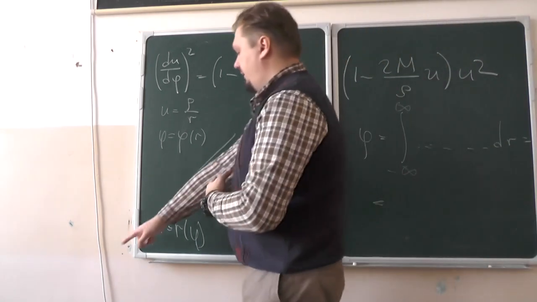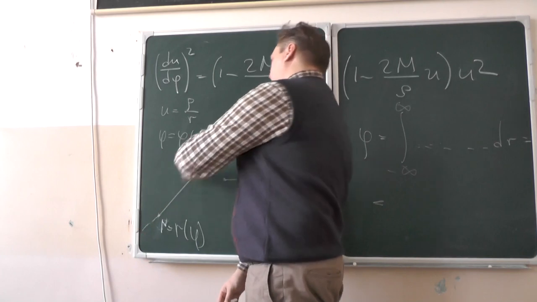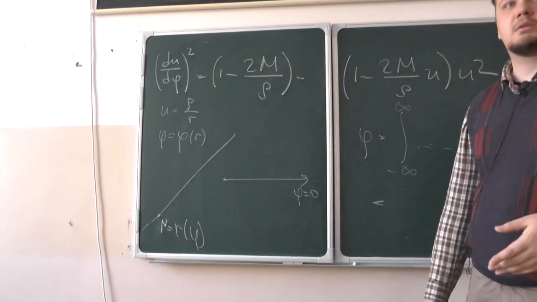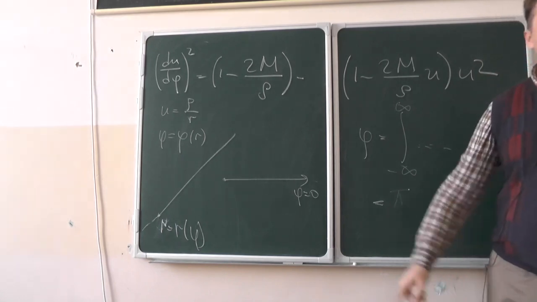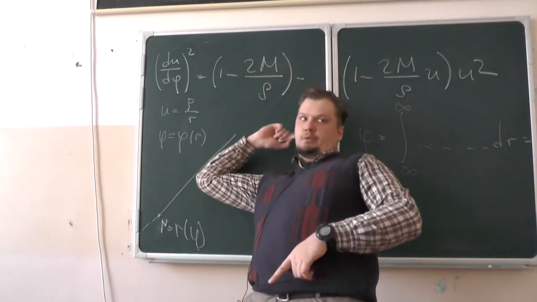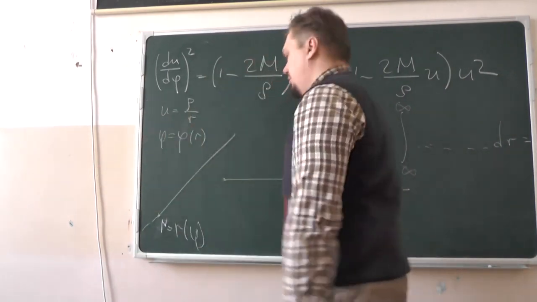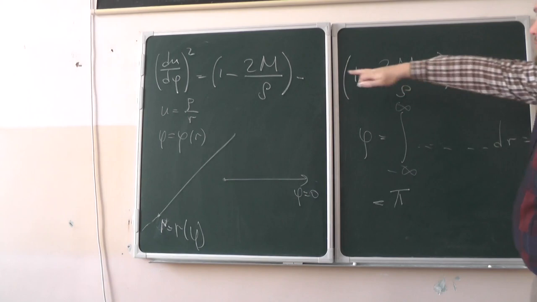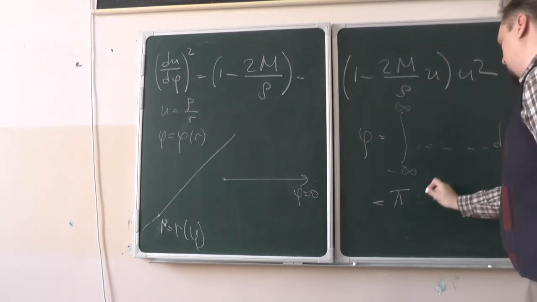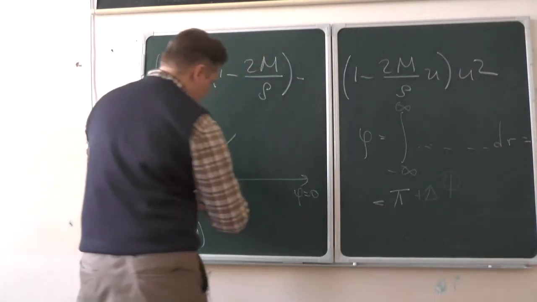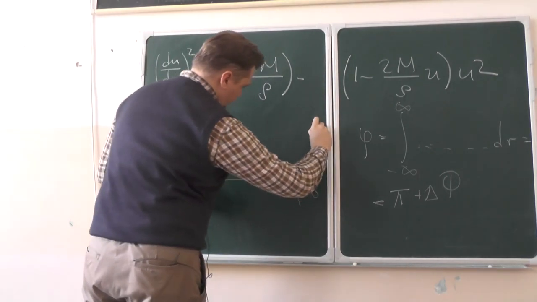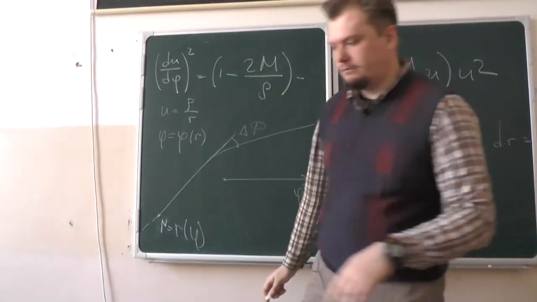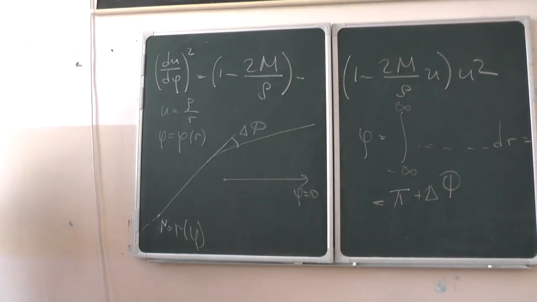If there wasn't mass and this was a straight line, then this integral would be pi, because it goes from that point to that point. And this integral will be strictly zero. But it won't be strictly zero because of some additional small terms. And this exactly will be delta phi, because here we have some gravitating mass, and it goes somewhere here. And this angle is exactly delta phi. So this is the basic idea, just the same as in the previous case.